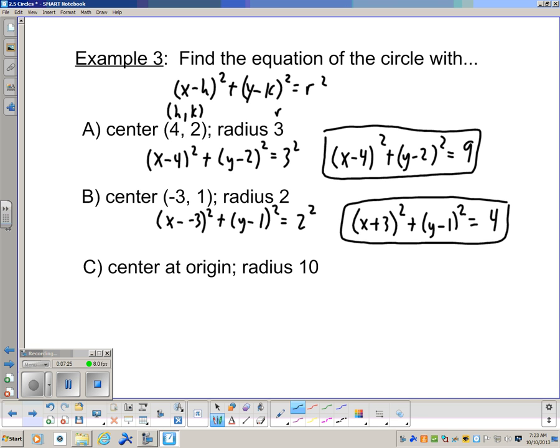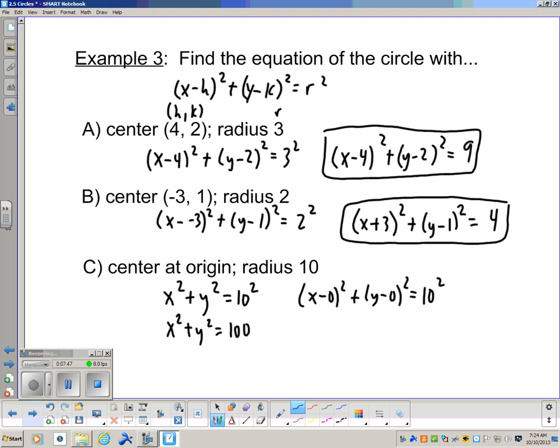And then the next one says it's centered at the origin. So if you want to put it in there, you can, but hopefully you know right away that it goes x squared plus y squared equals r squared, which is 10 squared. So I've got x squared plus y squared equals 100. Again, we could have written it as (x minus 0) squared plus (y minus 0) squared equals 10 squared if we wanted to. But then this cleans up as x squared plus y squared equals 100. So whichever way you do it, you're still going to get x squared plus y squared equals 100.